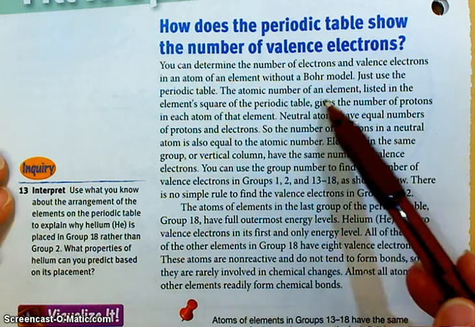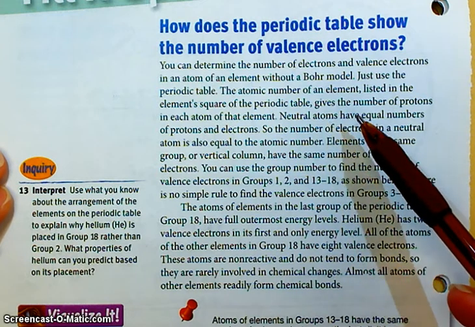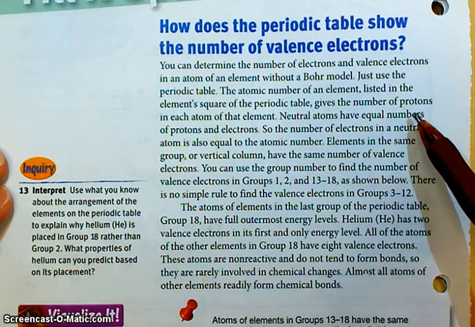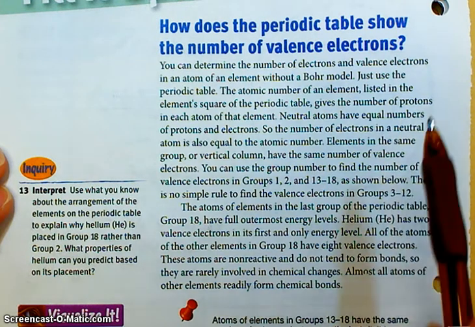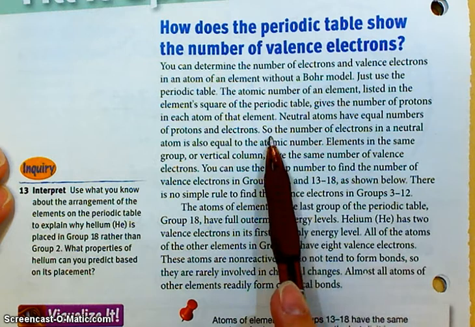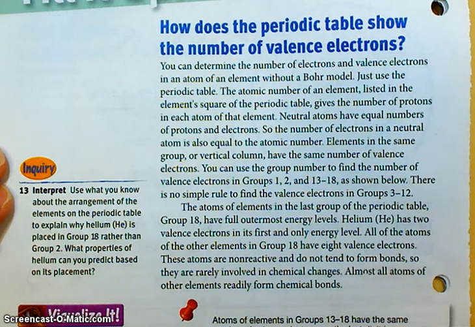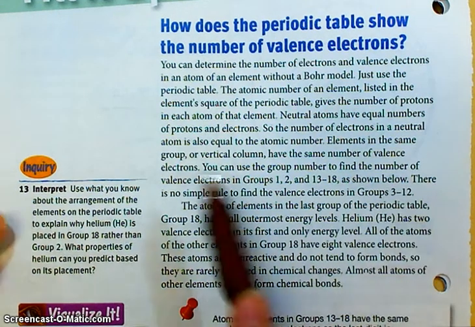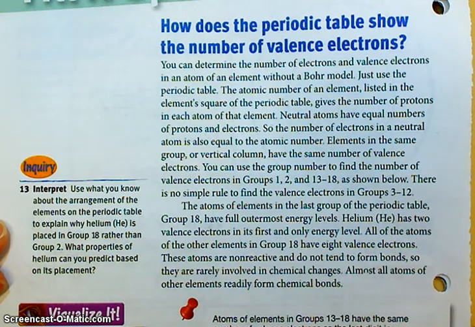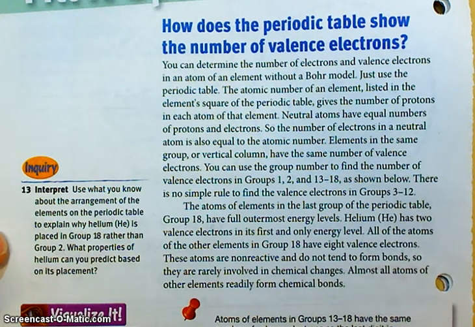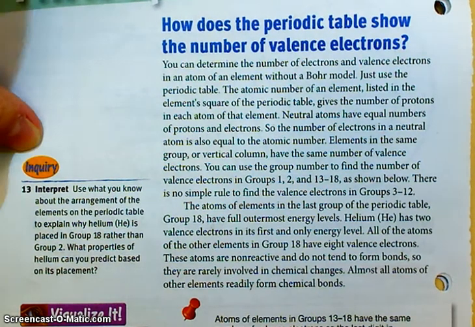So the atomic number of an element, remember, tells you the number of protons. Does that ring a bell? If we can assume the element is neutral, it also tells you the number of electrons. Still with me? Okay. So the number of electrons in a neutral atom is also equal to atomic number. So elements in the same group, or vertical column, have the same number of valence electrons. How do we know that? Just because of the way that the electrons are filled by energy level.